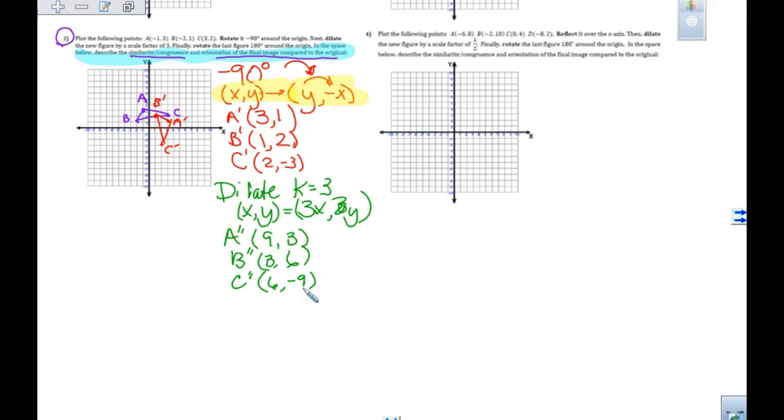So I'm going to go over to 9, right? 3. So that was A double prime. I'm going to be at (3, 6). So each time when you are doing this on the quiz tomorrow, this is kind of what your quiz will look like. So you're going to look at (3, 6) that we are plotting, using that nice straight edge, and then (6, -9).